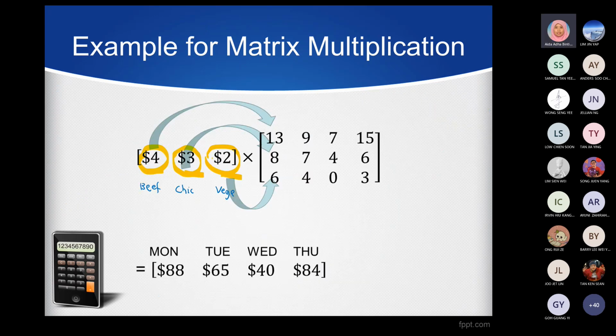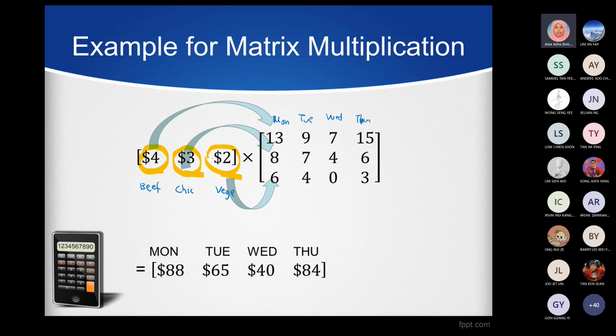And then this is the next matrix here. The first row is Monday, this is Tuesday, Wednesday, Thursday. So we put it in the matrices.